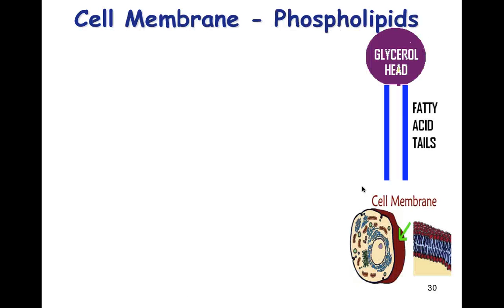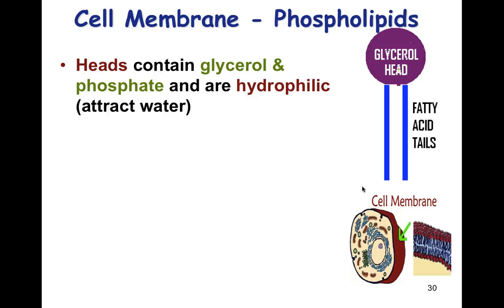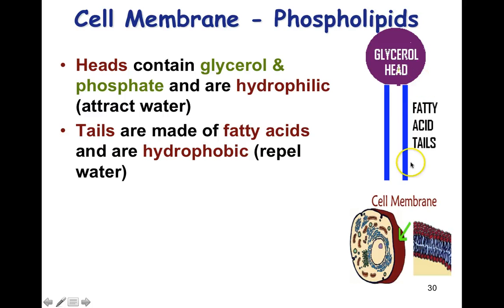So we're going to talk about the cell membrane and its phospholipids. Heads contain glycerol and phosphate and are hydrophilic, which means they attract water. So here's the glycerol head. I think we've heard this word before. And then the tails are made of fatty acids and are hydrophobic. They repel water. We've heard the term fatty acid before.